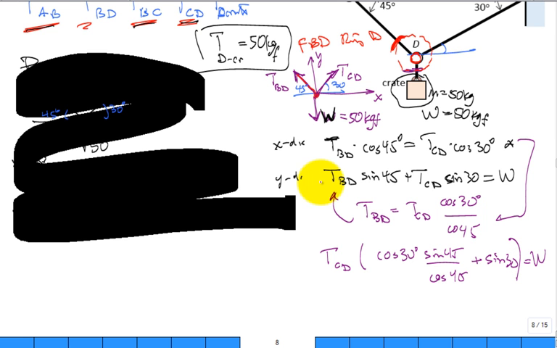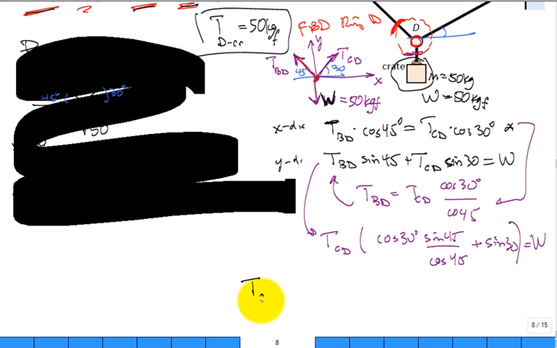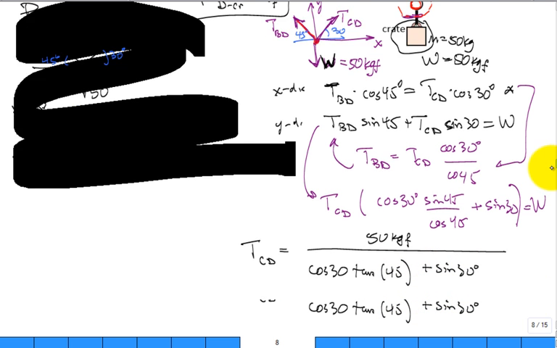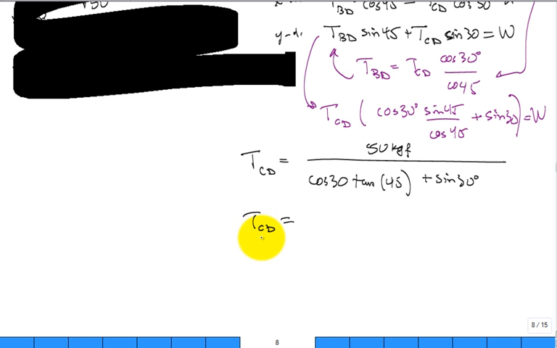Did I do the math correctly? Thumbs up if you agree. Couple thumbs up. Couple more. Good. At this point, I would do something like this. I'm solving for tension C to D. I'd put in the weight. It's 50 kilograms force. I do the cosine 30 over, is that the tangent, sine over cosine, 45 plus the sine of 30. And then I finally get tension C to D. What is that answer, please?